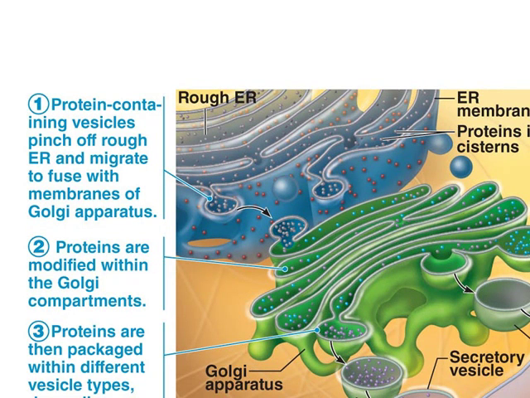Along with the endomembrane system, membrane-bound organelles, we're going to find tons and tons of different protein structures that are going to help give the cell shape. They're going to help with transport inside the cell, and that's called the cytoskeleton.